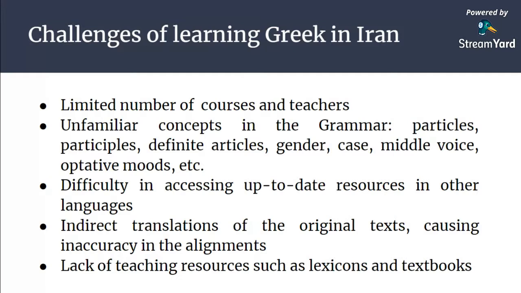For example, Persian doesn't have definite articles or gender or case. Also, the use of participles and optative mood and subjunctive mood is very limited. And this is a problem when somebody wants to learn ancient Greek by self-study. So they have to, in a way, get accustomed to these concepts, probably through another language, for example, English.